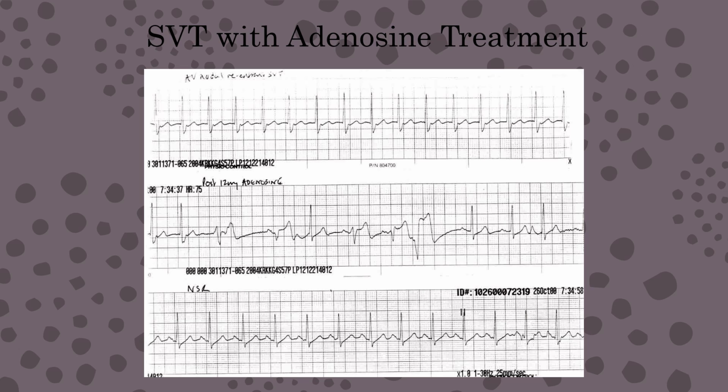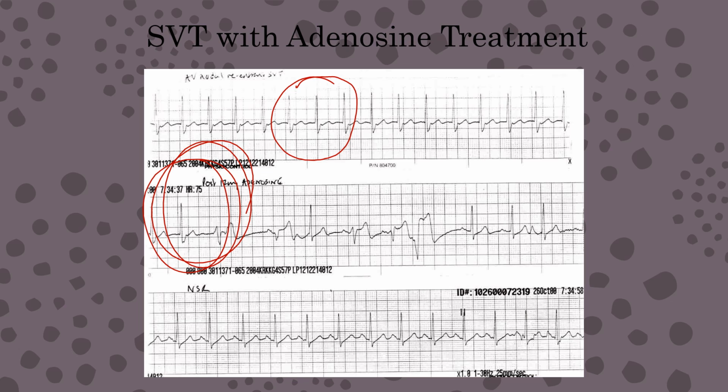And then here's a great example. Here's a recording of a patient who was in SVT, and they gave adenosine, and then they converted to sinus. So they're going along here. If you look at the rate up here, it looks like a little bit less than 150, but there are no P waves. They're going along. They give the adenosine right here, and it says 12 milligrams of adenosine.